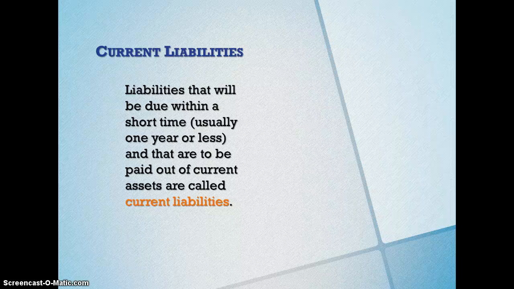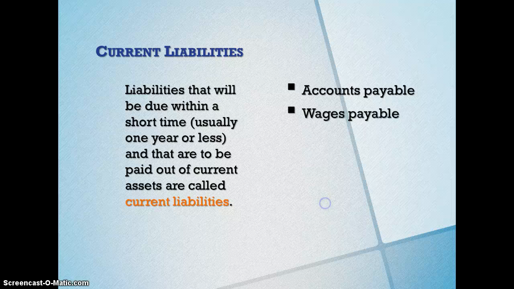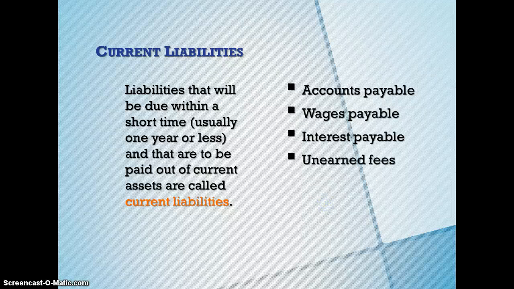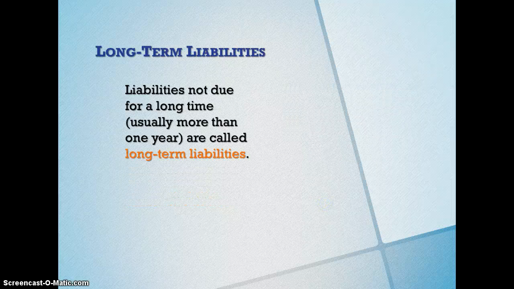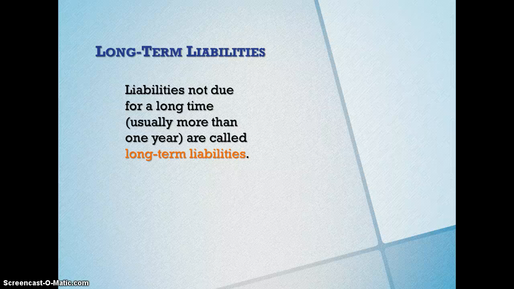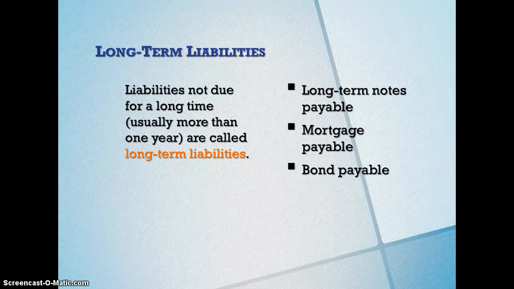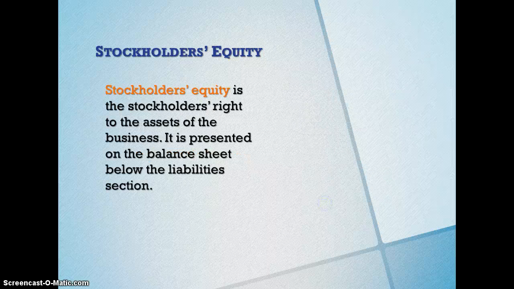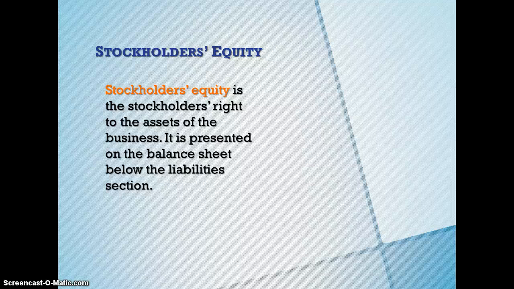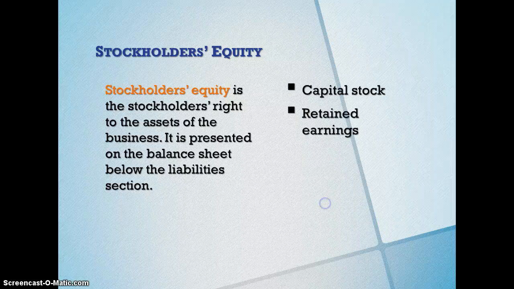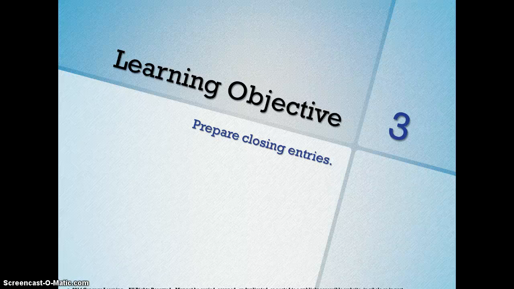Current liabilities are things that we are going to pay within 1 year: accounts payable, wages payable, interest payable, unearned fees. Then we have long-term liabilities, and these are things that are not due for a long time, like outside of 1 year. Things like long-term note, mortgage, bond payable. Those things that have like a 10-year payback period. And then stockholders' equity is last, and that includes capital stock, retained earnings.